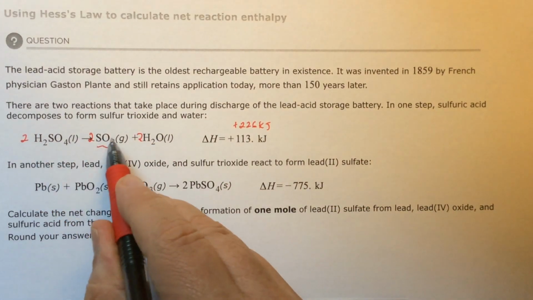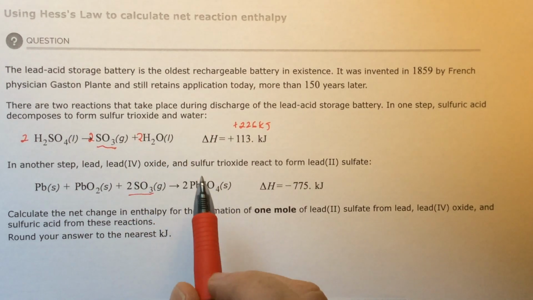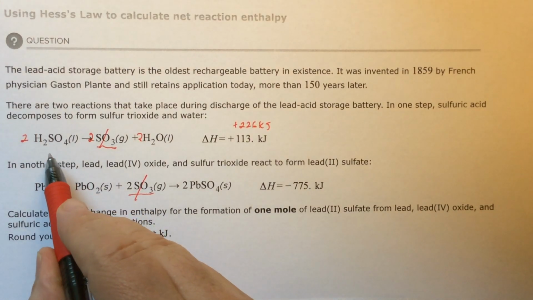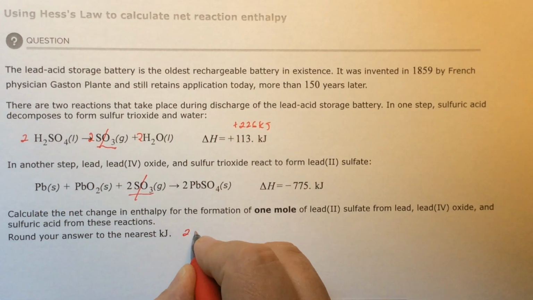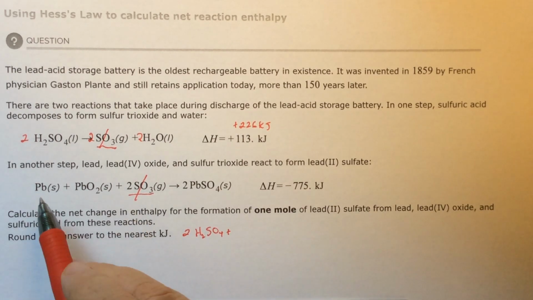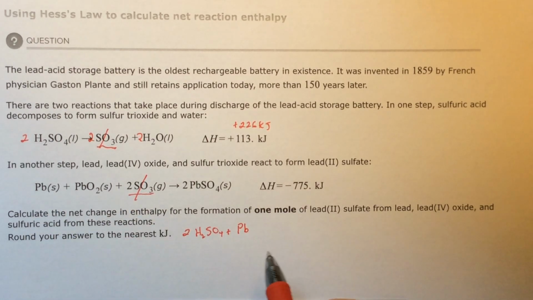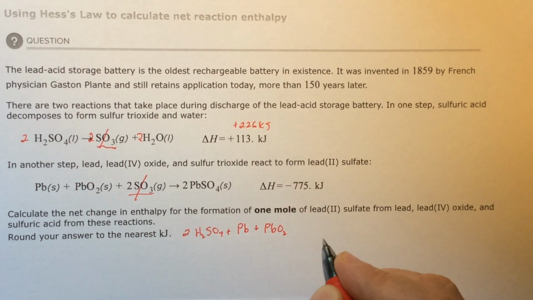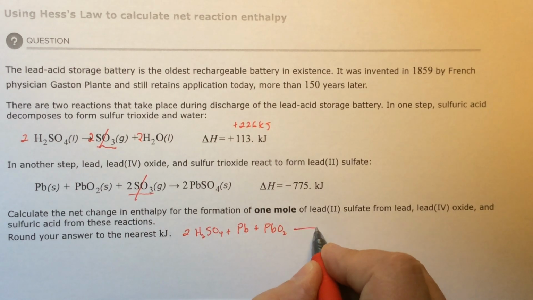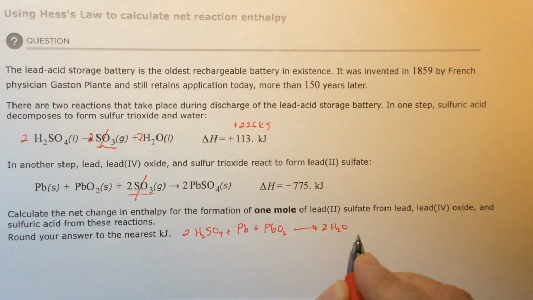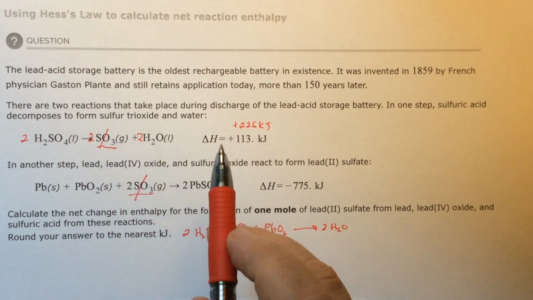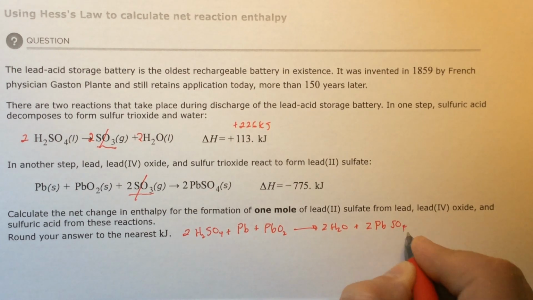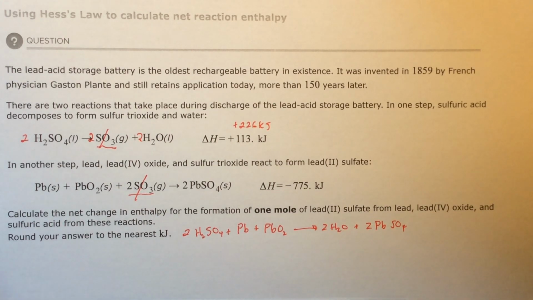So if you remember, I'm going to do everything that's on the left side of the arrow and then everything that's on the right, but my intermediates will cancel because I've got one on the right and one on the left. All right, so here's the left. This is the left of the arrow. I've got 2H2SO4, Pb. I probably should put the liquid, solid, but I didn't. And PbO2. That's everything on the left. On the right, I've got 2H2O, and anything else on the right cancels. And then I've got 2PbSO4. So this is lead 2 sulfate, and this is what they're asking for.